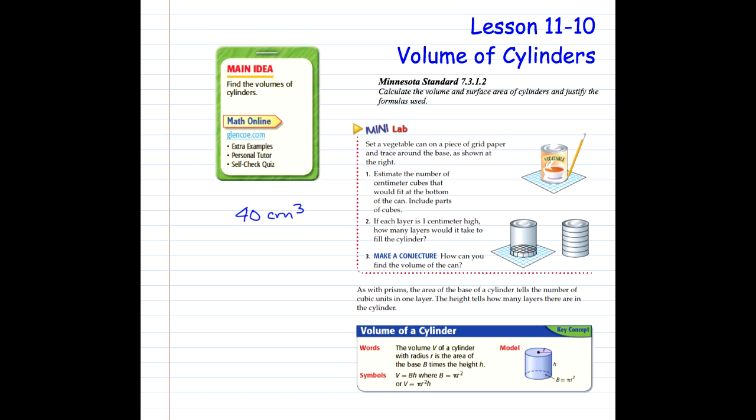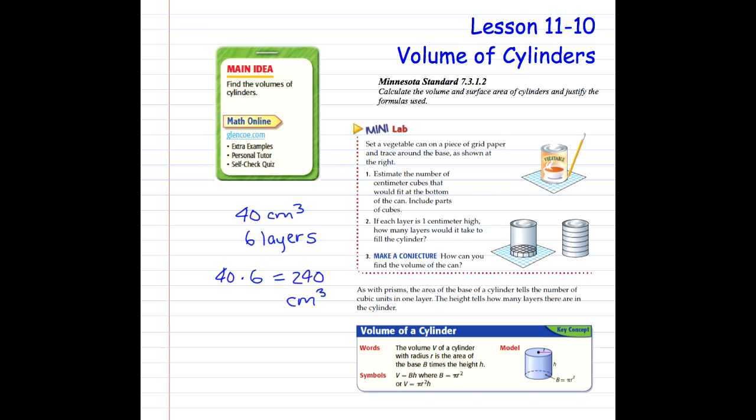cubed. If each layer is 1 centimeter high, how many layers would it take to fill the cylinder? Well, I have 1, 2, 3, 4, 5, 6. Make a conjecture. How can you find the volume of the can? Let's see, 6 layers. So I have 40 cubic centimeters fitting at the bottom. I have 6 layers of those. So I do 40 times 6, which gives me 240 cubic centimeters.